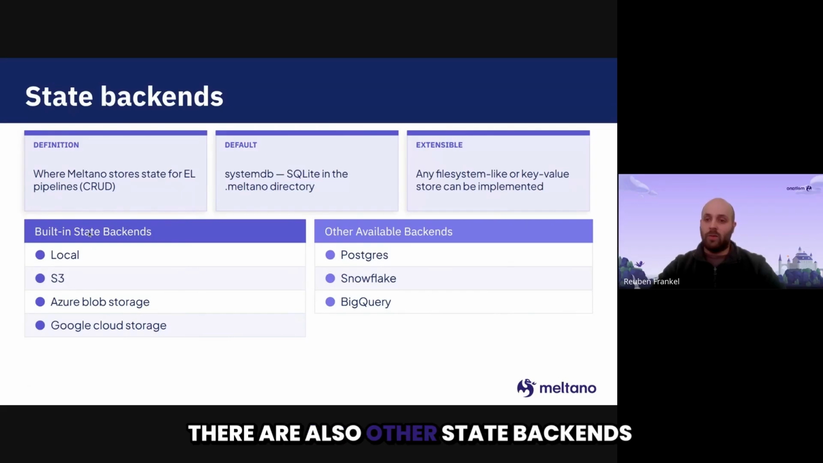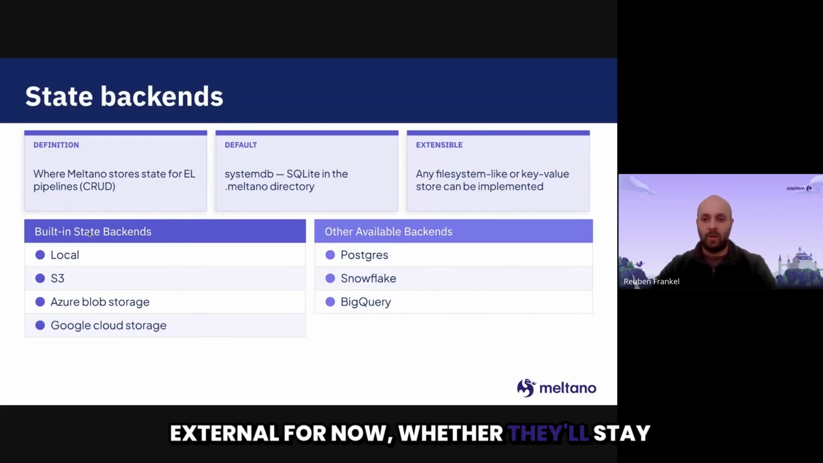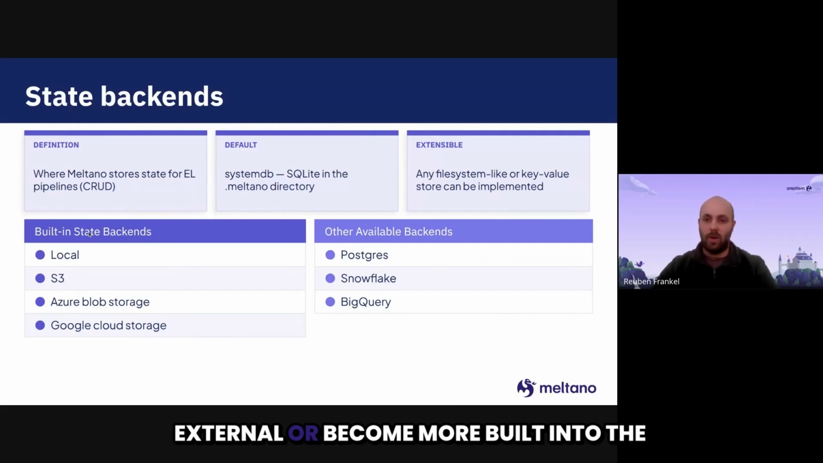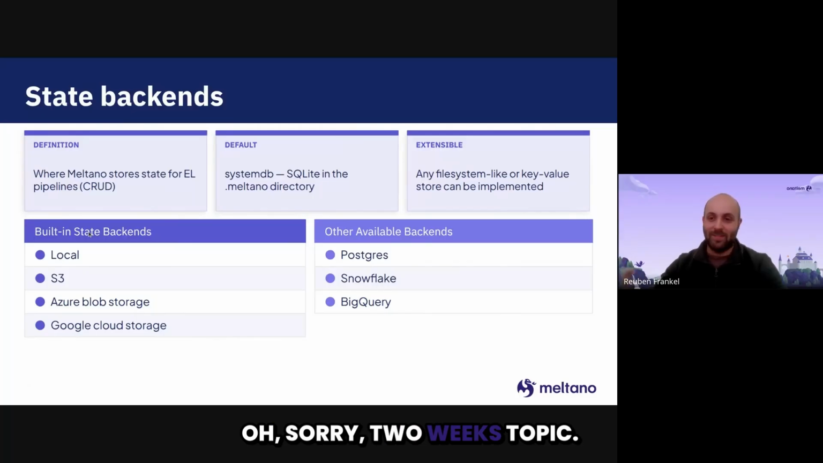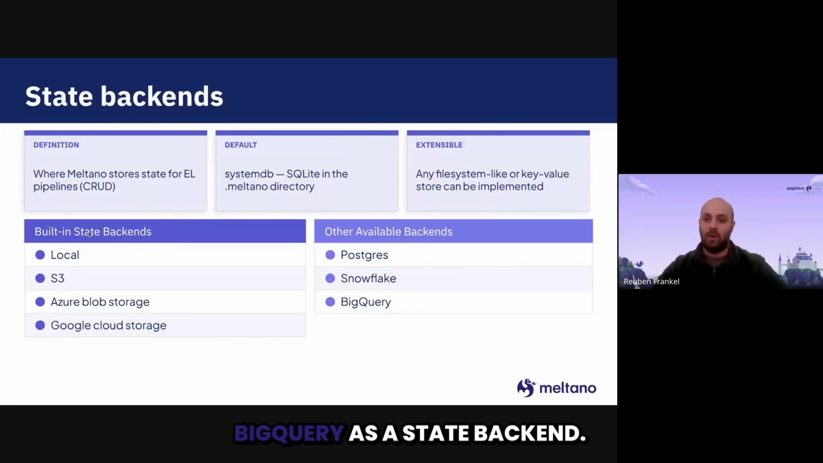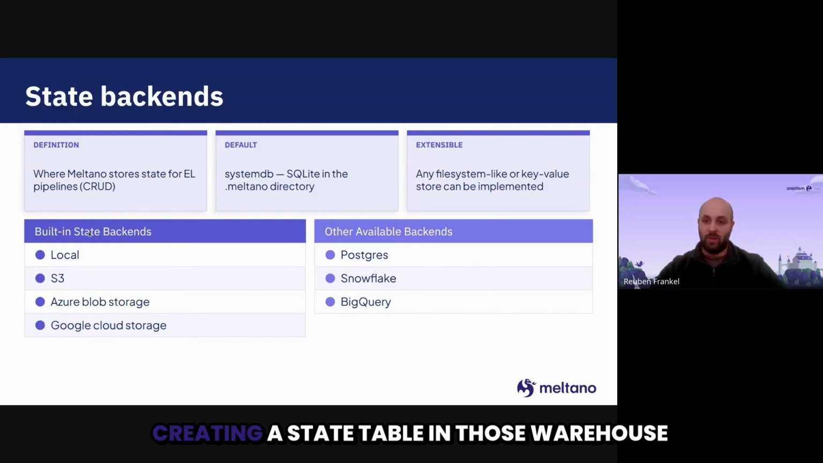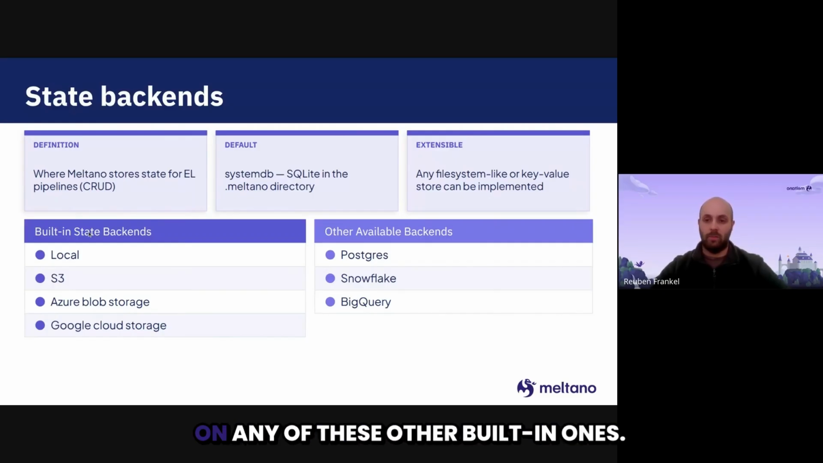There are also other state backends available that we're classing as external for now, whether they'll stay external or become more built into the Meltano product. I guess time will tell. Little spoiler for next week's topic, maybe. Oh, sorry, 2 weeks topic. Those are using Postgres, Snowflake, and BigQuery as a state backend, creating a state table in those warehouse systems to store state rather than relying on any of these other built-in ones.